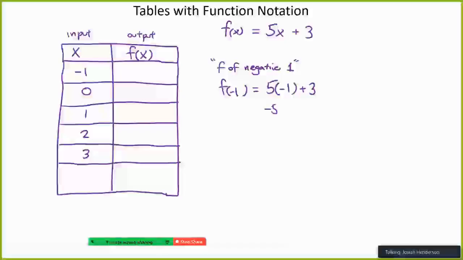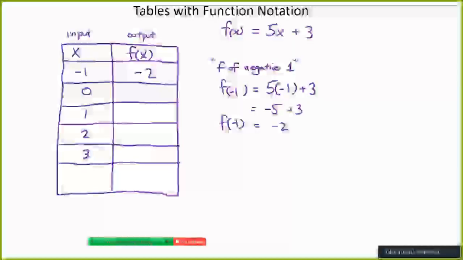Now on the right side, we can actually do some math and solve this. So we get -5 plus 3. And what is that? -2. -5 plus 3 is -2. So we got our first output. And how I would write this is f of -1 is equal to -2. That means our input was -1 and the output is -2.